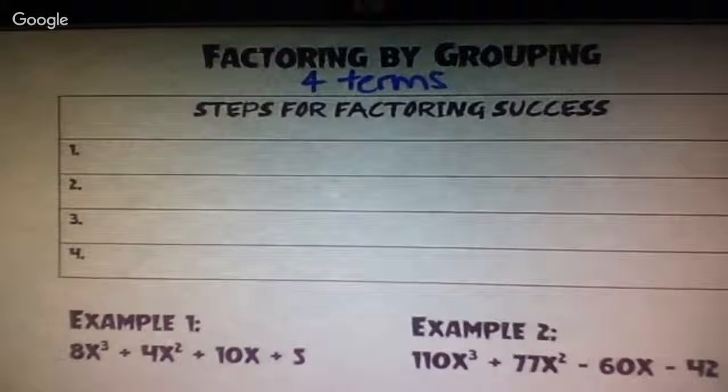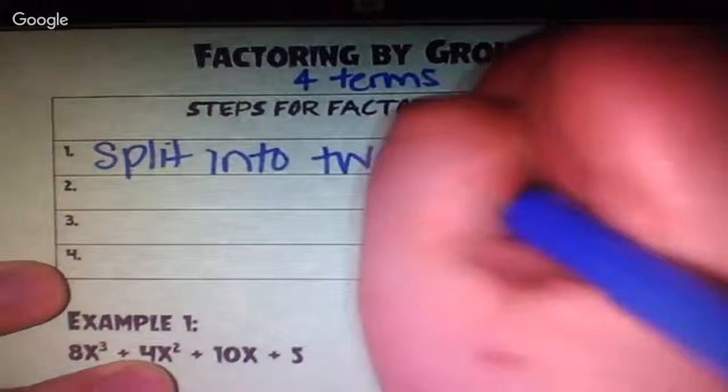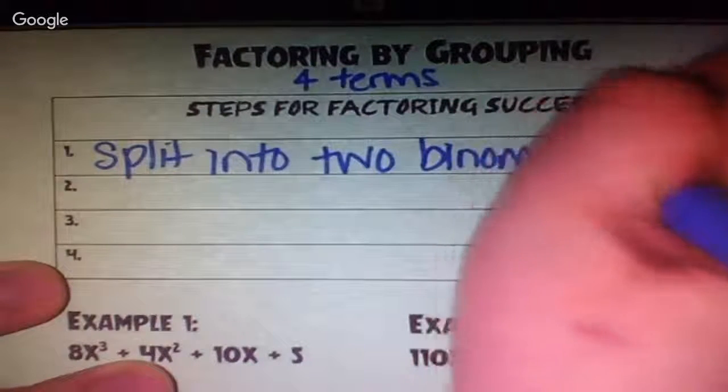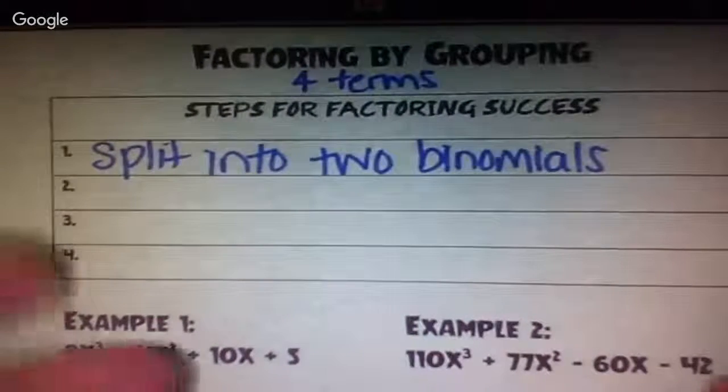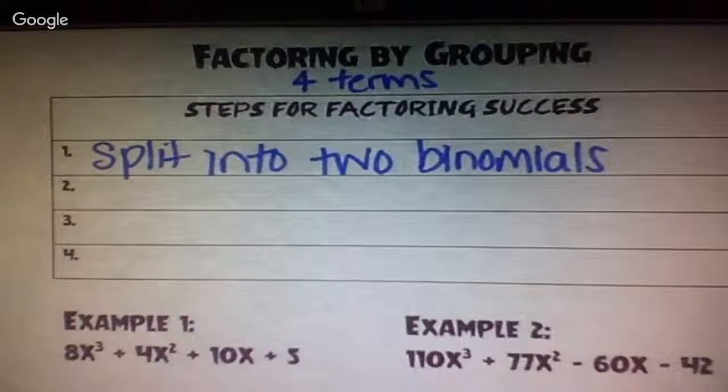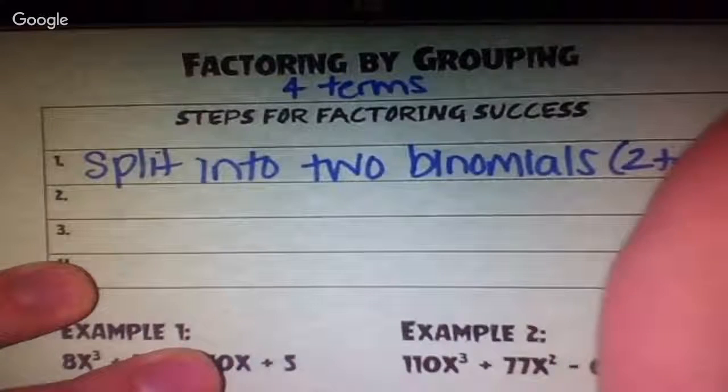So your first step when you have 4 terms is I need you to split into 2 binomials. What's big words? Split into 2 binomials. Binomials. It's 2 terms. Binomial. What is 2 terms? 2 terms. So if you need to put this beside it, this is 2 terms.